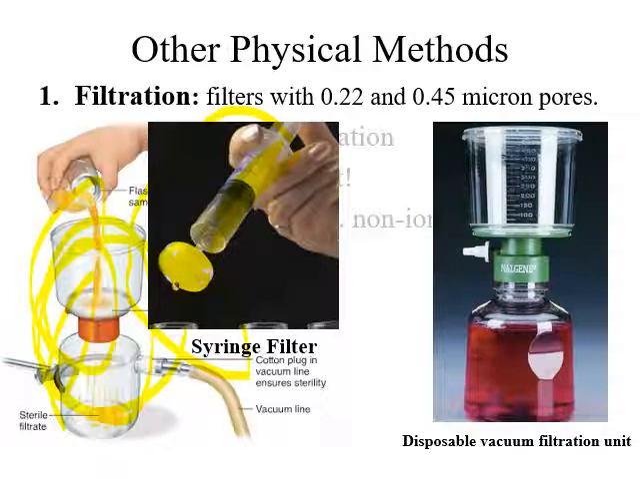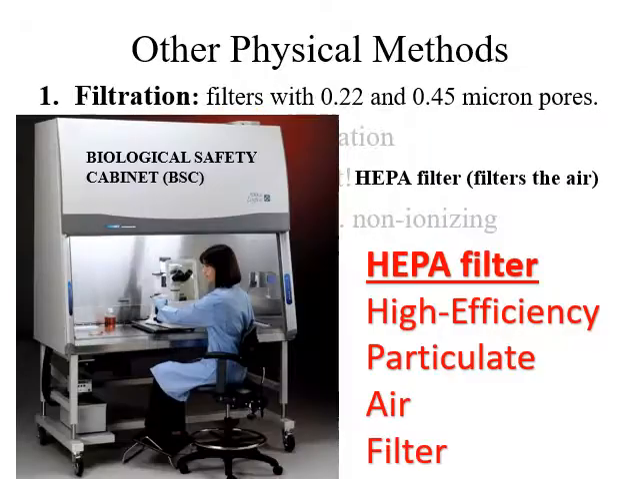Okay, so that's a syringe filter. On the right, we have a larger filter for filtering about a liter worth of liquid. Now you've already become familiar with a HEPA filter when we talked about laboratory techniques. So remember that the HEPA filter is a filter that filters the air inside a laminar flow hood. HEPA stands for high efficiency particulate air filter.